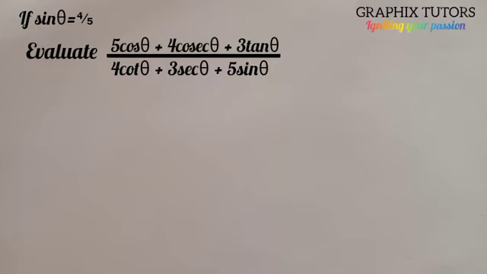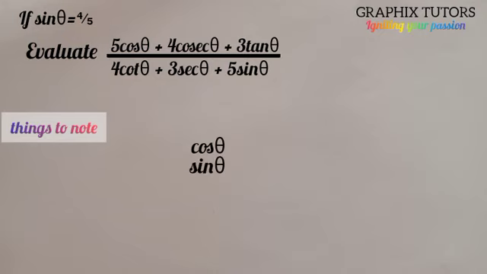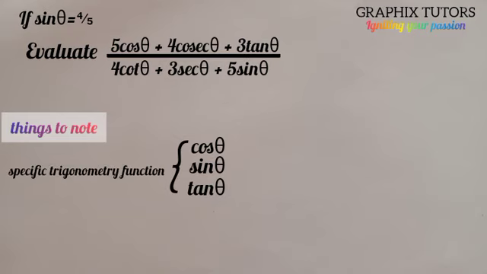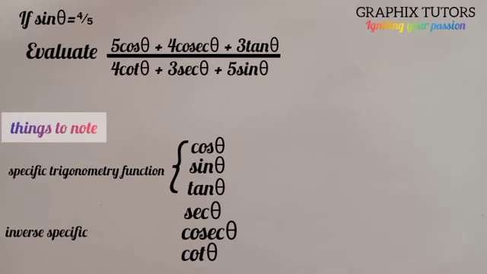Now, these are specific trig functions and their inverses. Let me take you down memory lane. Cos theta, sine theta, and tan theta are specific trig functions. But sec theta, cosec theta, and cot theta are the inverses of the specific trig functions.